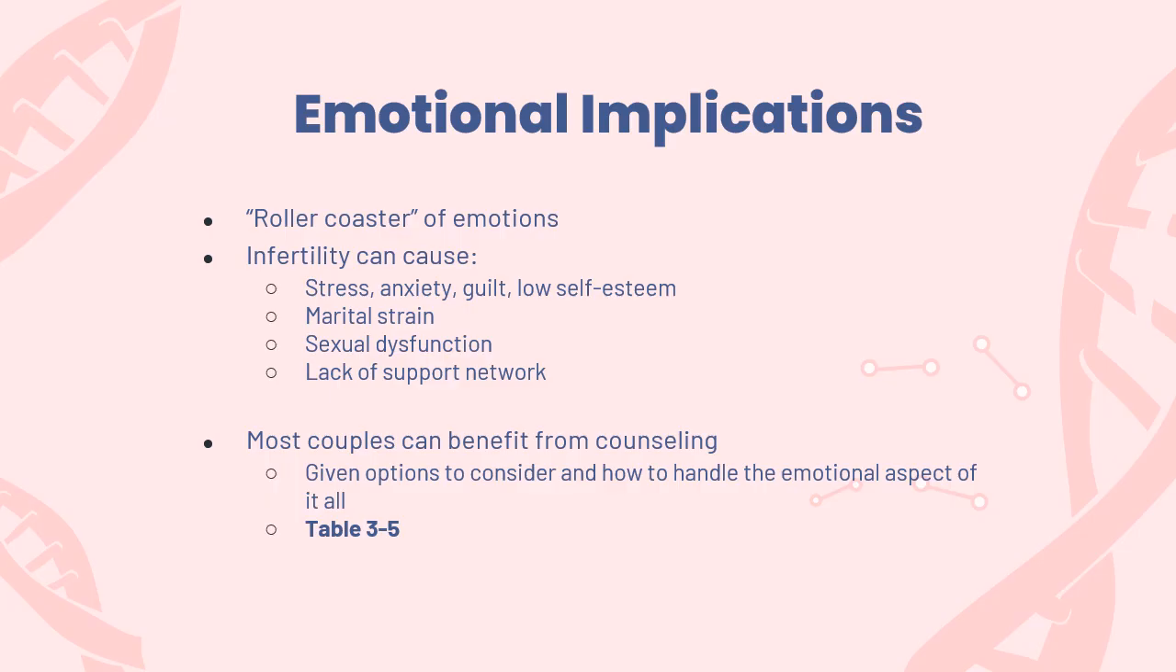So it's important, as the nurse taking care of these people, to give them the resources they need. Sometimes you can offer them couples counseling. Sometimes social services can help with that. Give options to consider and how to handle the emotional aspects of it all. There's another table 3-5 in your book that goes over the different options that they can consider. They can consider adoption, things like that, but you don't want to jump to that. You can jump to other treatment options, IVF, things like that might help get them through this really difficult time.